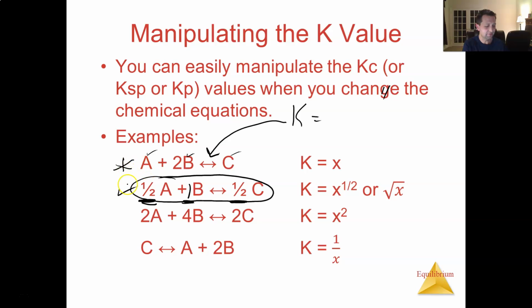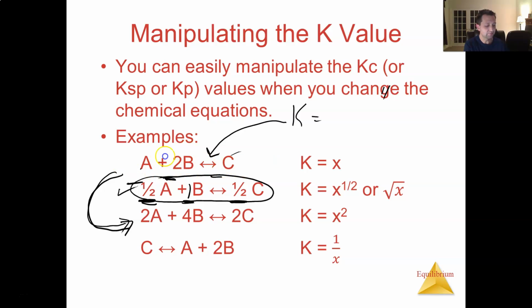Everything else is easy. If you took your initial equation and multiplied everything by 2, you really put a coefficient of 2 on each of these. So that coefficient of 2 means you're squaring it in your equilibrium expression, because the coefficients end up as exponents. So if you double everything, like we did from here to here, all you got to do is square your X value. Simple.